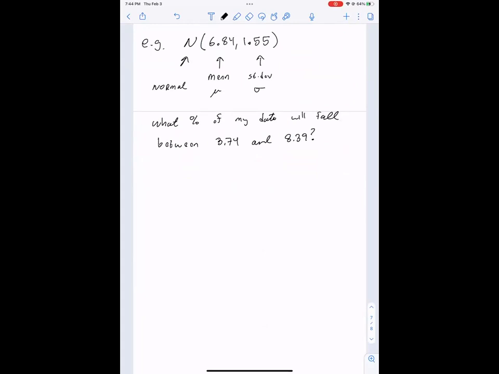Someone did say the answer in chat. I've actually seen it a few times. The answer is 81.5%. So let's see why. The first thing I'm going to do is draw my normal curve to see what I'm looking at. I know that 6.84 is in the middle.